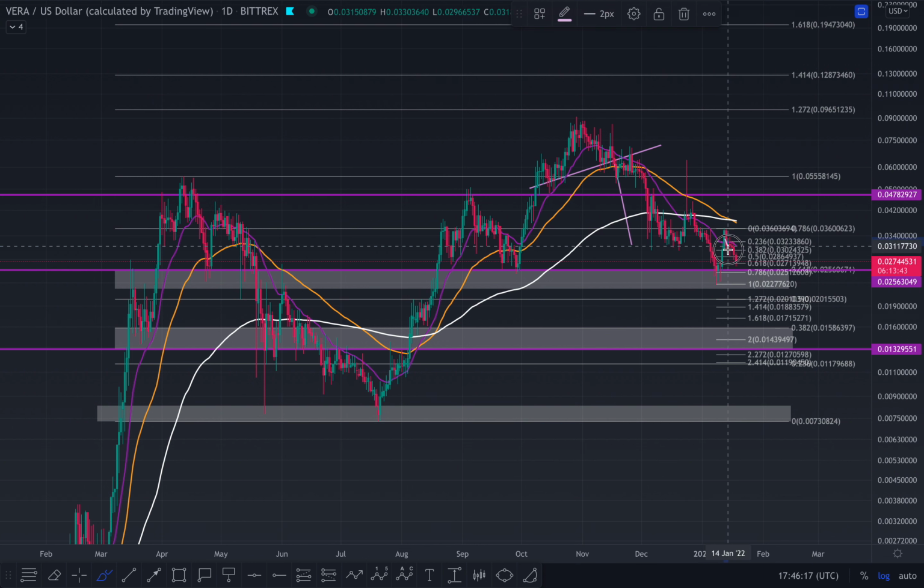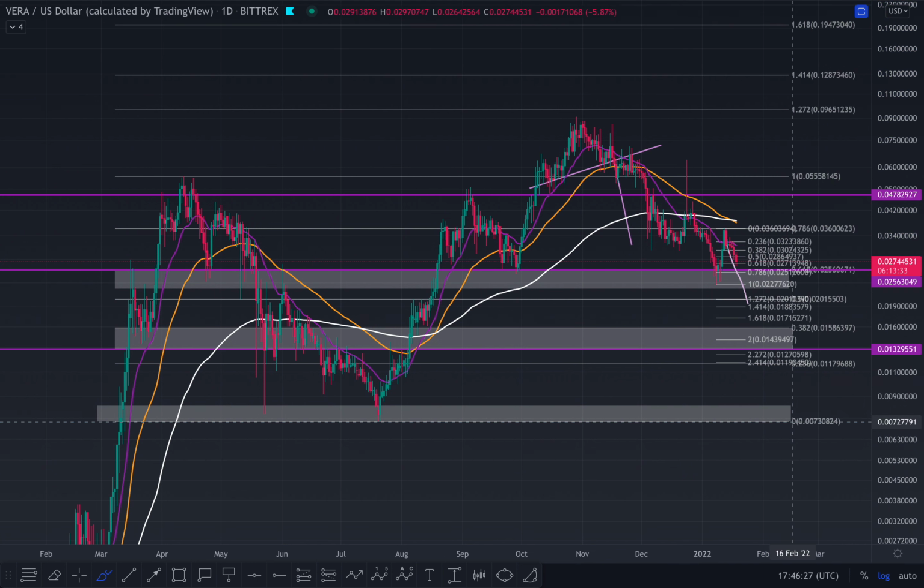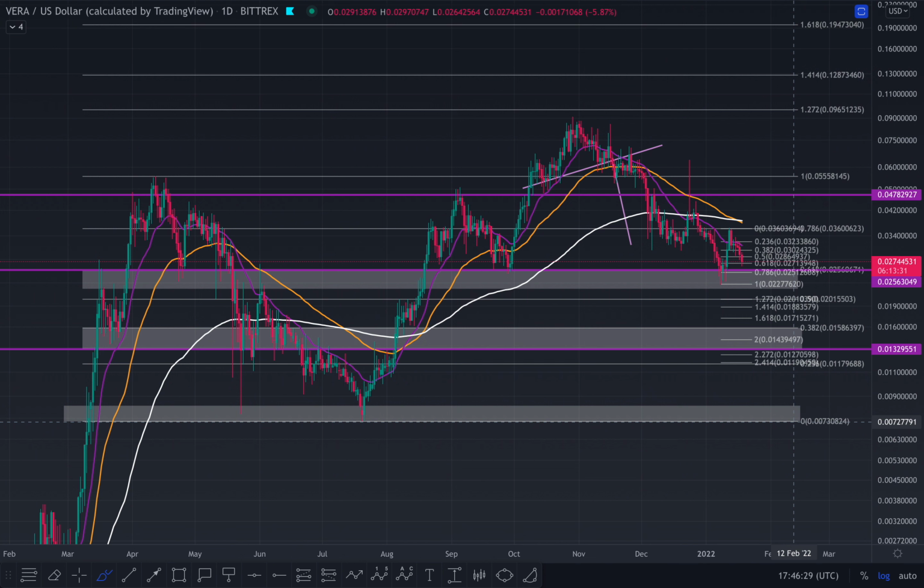And even if you do lose the support, let's say you meet the 1.618 target, you haven't got to that bottom yet. Bitcoin, if it starts to turn back around, then this could start heading up, and then obviously eventually heading up for the rest of the year. That's it pretty much for Verasity.